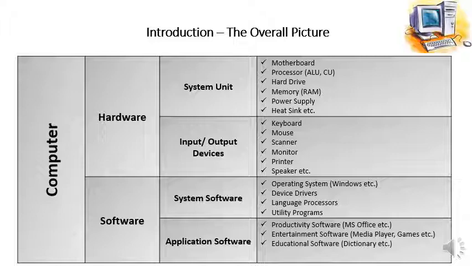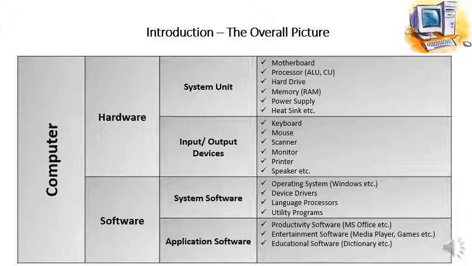In this unit, that is unit 2, we will discuss the software components of a computer and its different types and categories. Here in this table we can see that the software is further divided into two types, that is system software and application software. Further, there are different types of system software, that is operating systems, device drivers, language processors, and many utility programs. All these types of software fall into the category of system software.